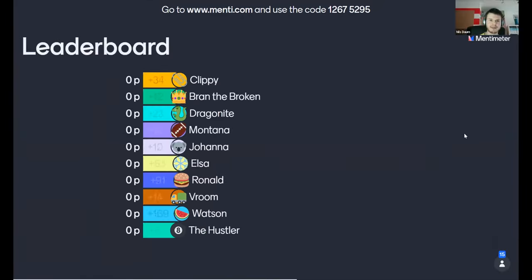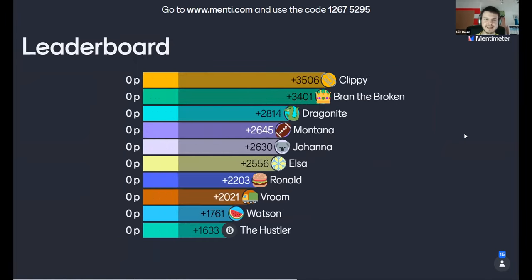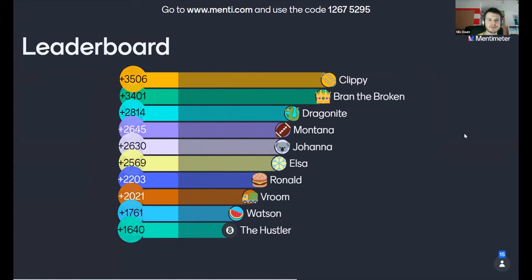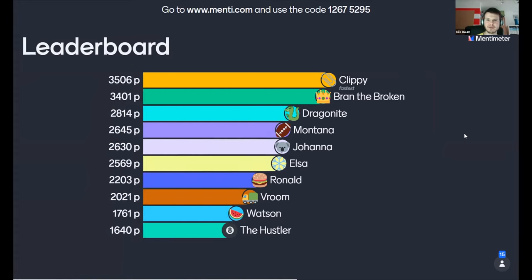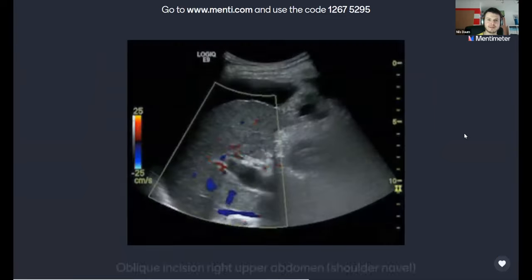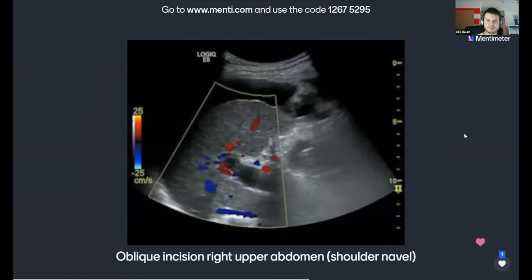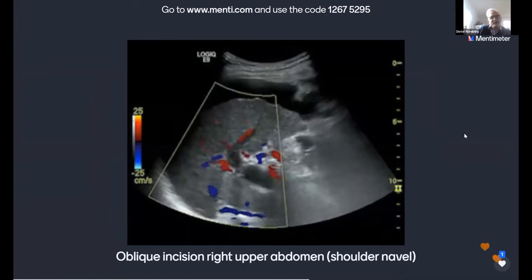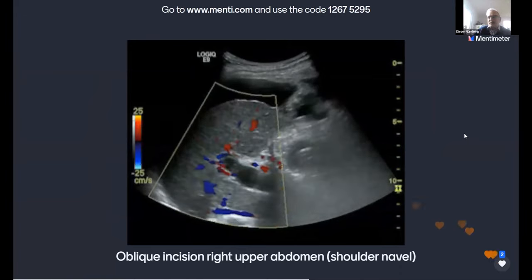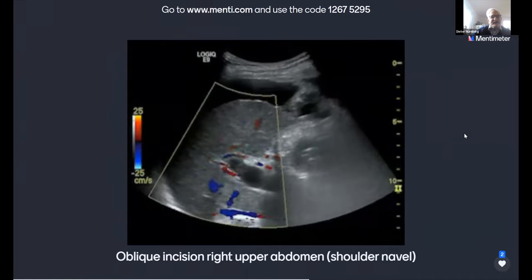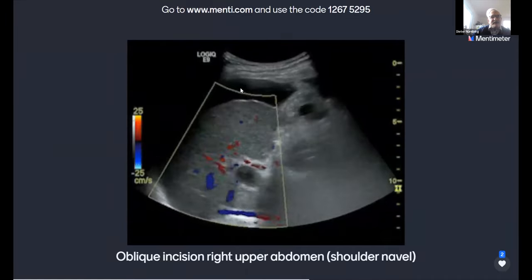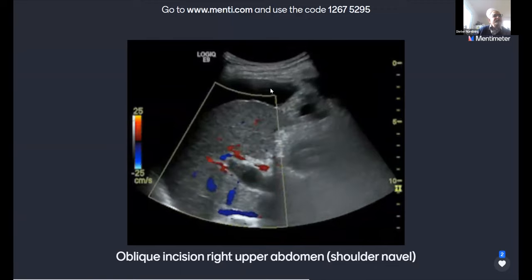So we have our first leaderboard here. For now, with the most points are Clippy and then Brand the Broken. So it's roughly 100 points between them. Okay, so we will also have some pictures here. Remember this clip. You can see the ascites here. We have no vessels inside that big central vessel in the liver.